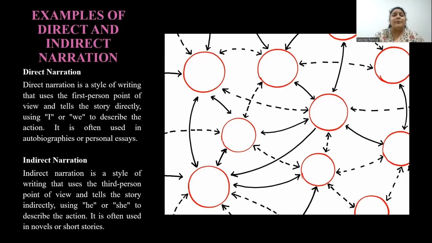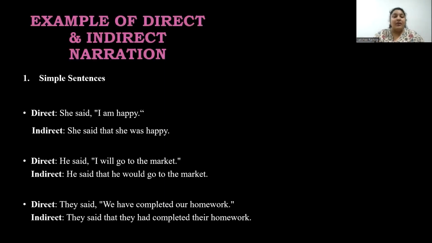So these are the examples which demonstrate how direct and indirect narrations can be used to create different effects and moods in writing. Let's go further. So, examples of indirect and direct narrations, which come in the first category, simple sentences.